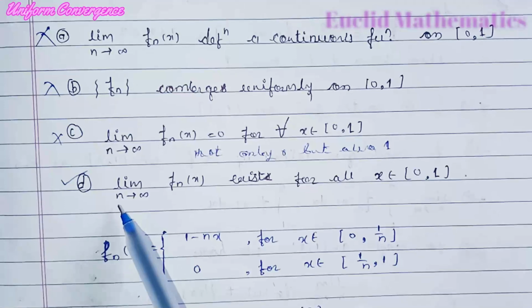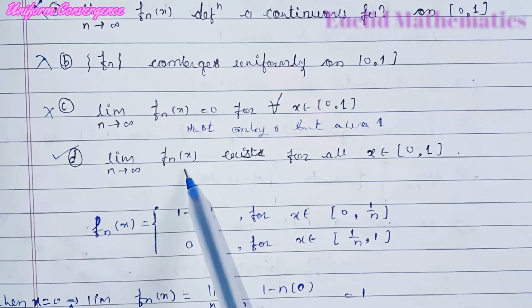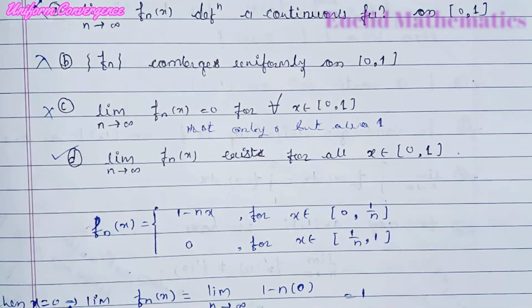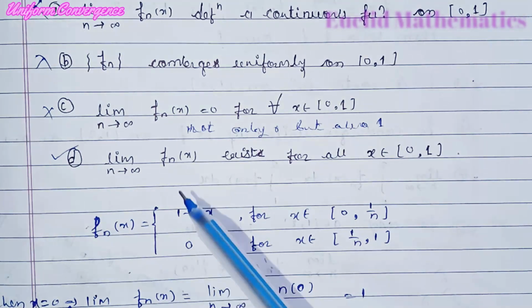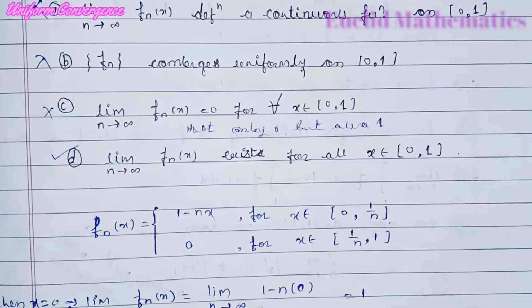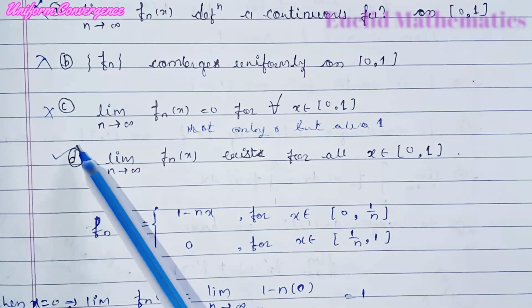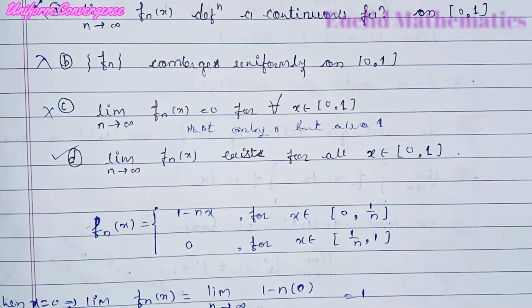You can see in option D, it says the limit as n tends to infinity of f_n(x) exists for all x belonging to the closed interval [0, 1]. We got exactly the same in our solution. We got the values 0 and 1, which exist and are finite in the closed interval [0, 1]. So the limit of f_n(x) is 0 and 1. So option D is correct, and the remaining three options are wrong.